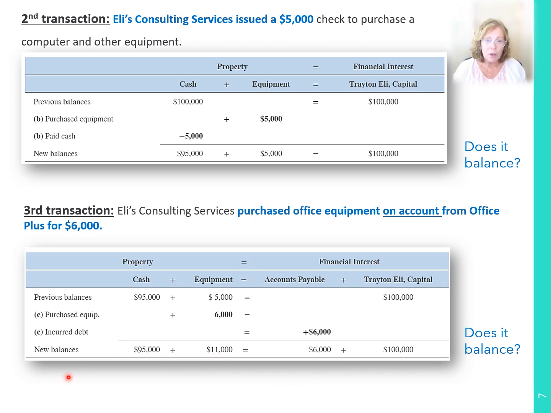These activities are recorded for the business entity Eli's Consulting Services. Eli's personal assets, such as his personal bank account, house, furniture, and automobile, are kept separate from the property of the firm. Non-business property is not included in the accounting records of the business entity.